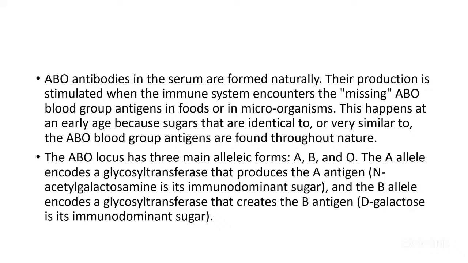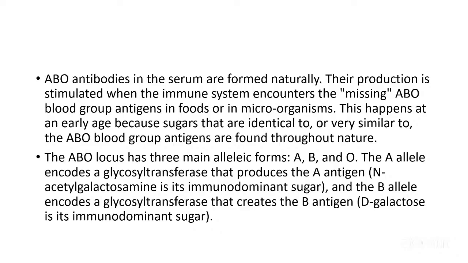Now, ABO antibodies in the serum are formed naturally. Their production is stimulated when the immune system encounters the missing ABO blood group antigens in foods or in microorganisms. This happens at an early age because the sugars that are identical or very similar to the ABO blood group antigens are found throughout nature.